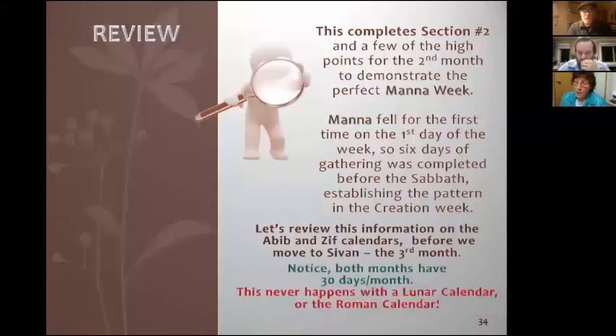And I'd just like you to notice that both of these months are 30-day months. This never happens with a lunar calendar or a Roman calendar. Your Roman calendar on your wall right now today does not have 2 months side by side that have 30 days. You have July and August that both have 31, but not 30. Also, if you use a lunar month with 28 days or 29.5 days, none of this calendar will work out. So only with a 30-day month.